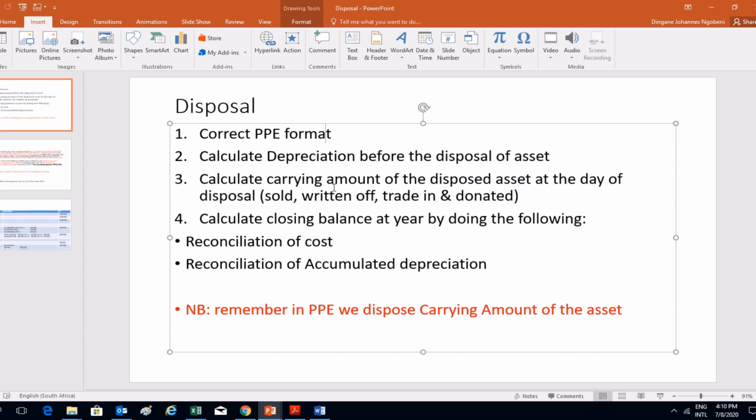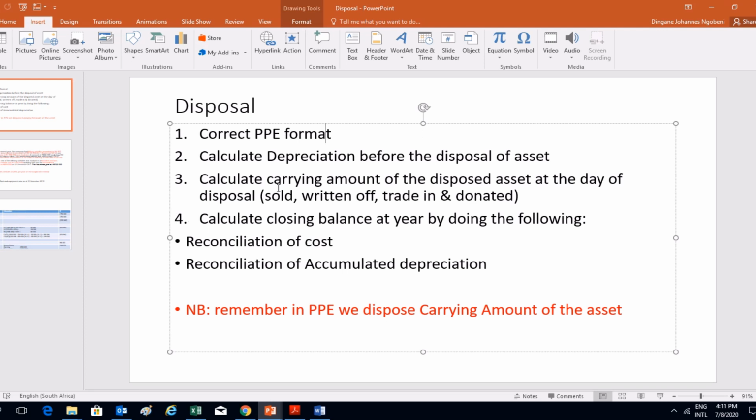What is the carrying amount? It's cost less accumulated depreciation plus the depreciation that we would have calculated for that year before the disposal. Does it make sense? Cost less accumulated depreciation plus the current depreciation that we would have calculated before the disposal.